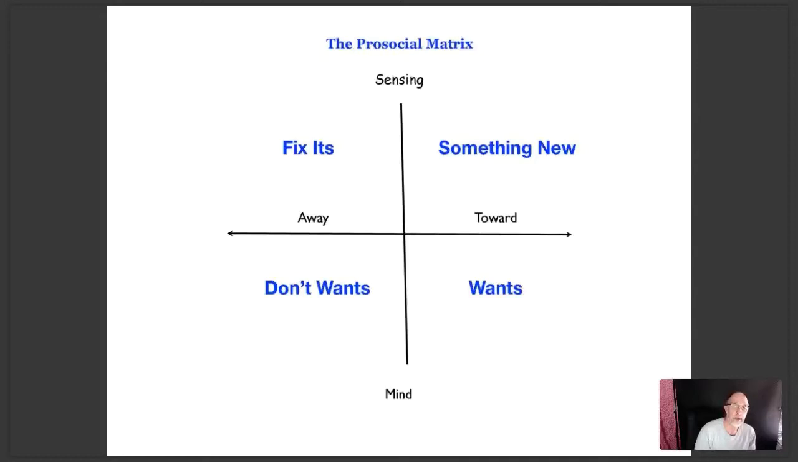And if we're spending a lot of time on the fix-its to fix the don't wants, we're not spending as much time as we need to be coming up with something new. And that's what problem solving is all about. It's up there on the upper right, coming up with something new. And something new could be a toward move, and something new could be an away move.